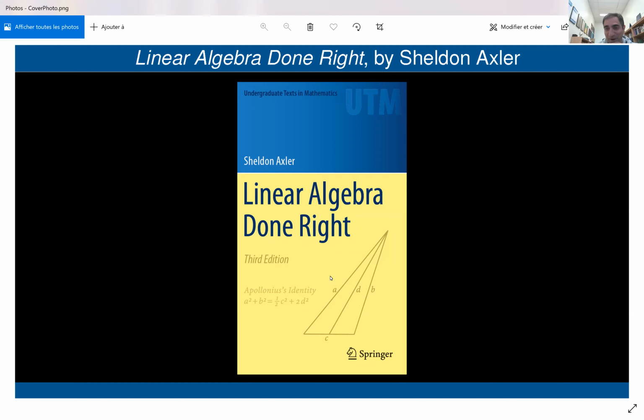And to do it right, here is the book. You see it: Linear Algebra Done Right. So I strongly suggest to read this book and use it for any concept of linear algebra. And also some of them we need here in this book.